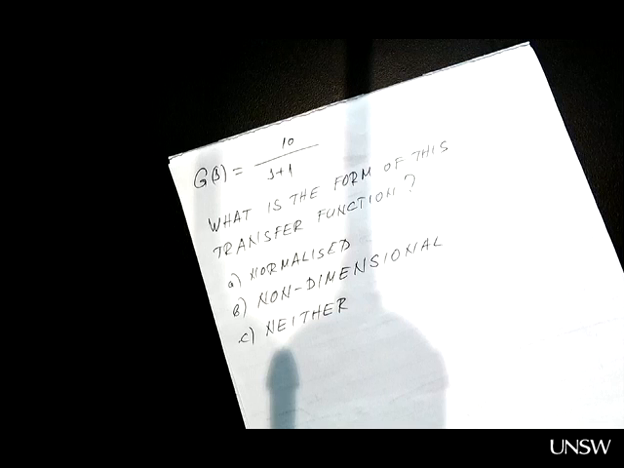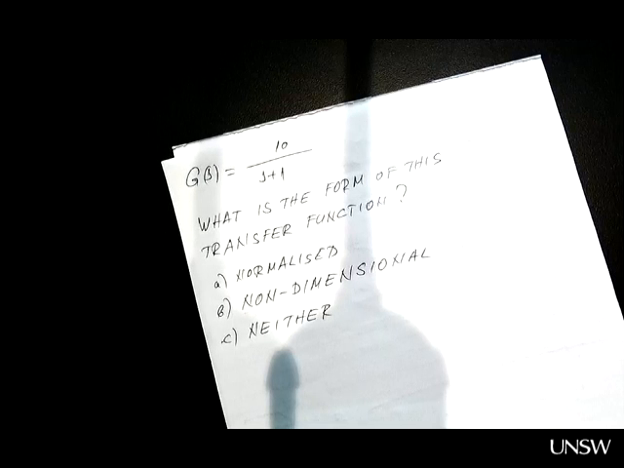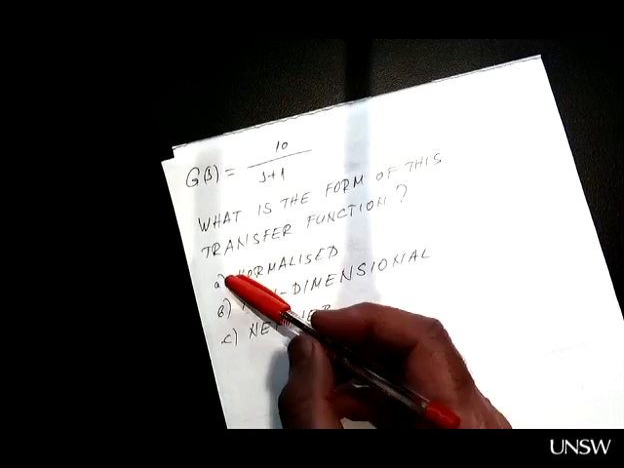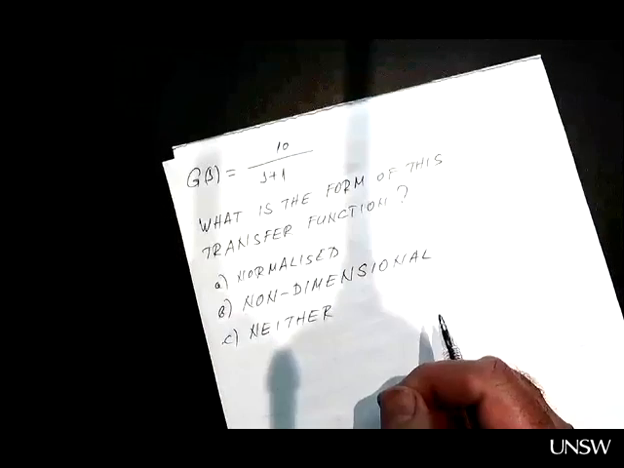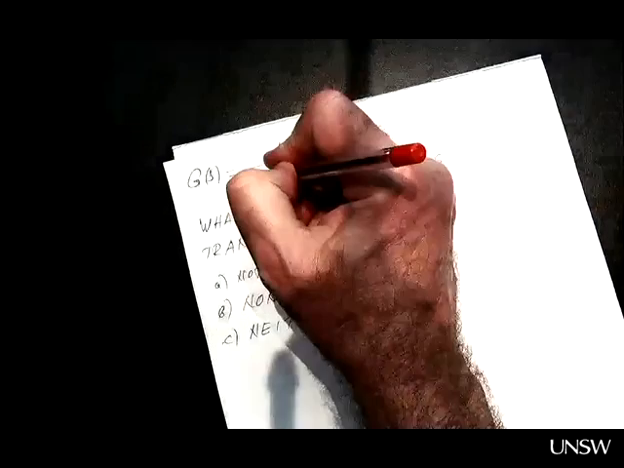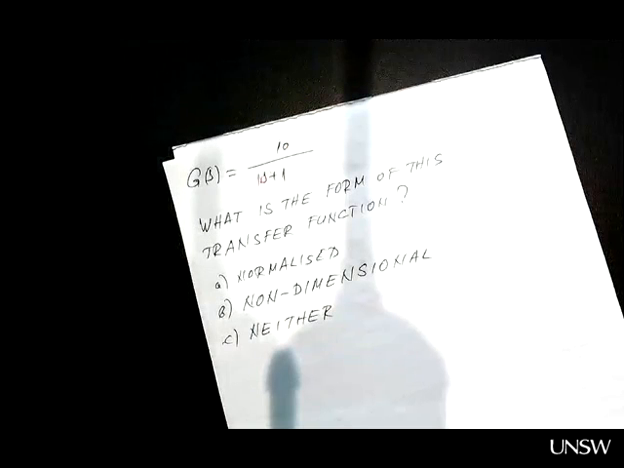When do we say a transfer function is normalized? So A, case A. A transfer function is normalized when the coefficient multiplying the highest order term of S is 1. So if this is 1 times S, the transfer function is normalized.